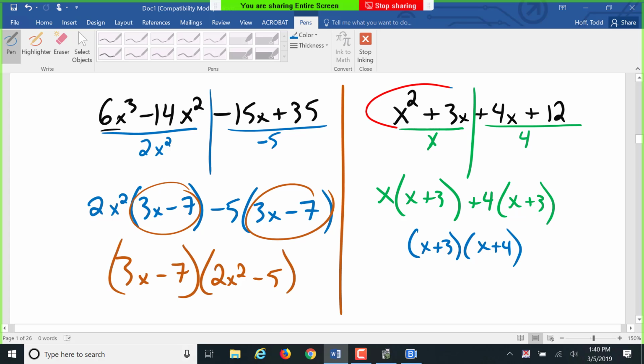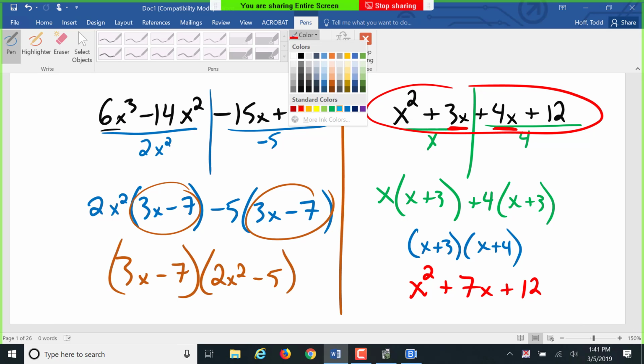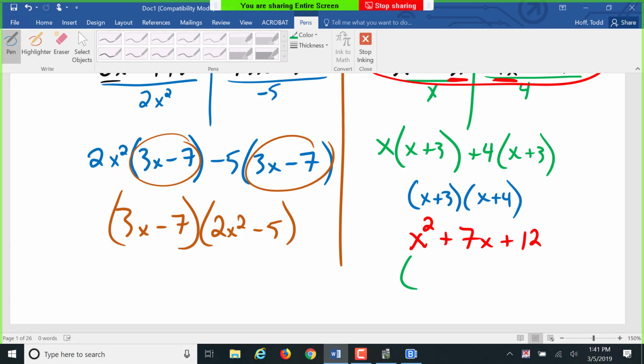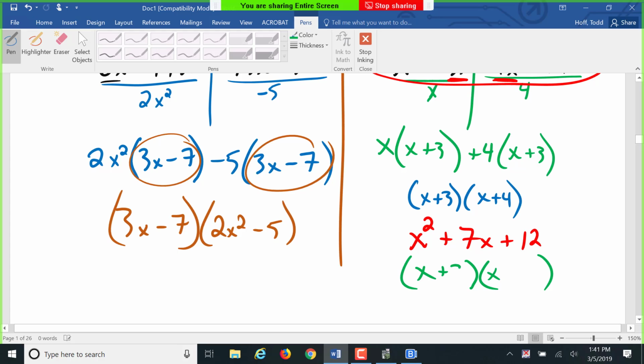However, if we look at what we started with here, we realize we got 3x and 4x there. Those could have been combined to make one term. x squared plus 7x plus 12. It really was a trinomial, not a 4-term polynomial. This one we could have factored using this reverse multiplication we've been using. x times x makes x squared. 3 times 4 makes the 12. x plus 3, x plus 4. Exactly what we got there.